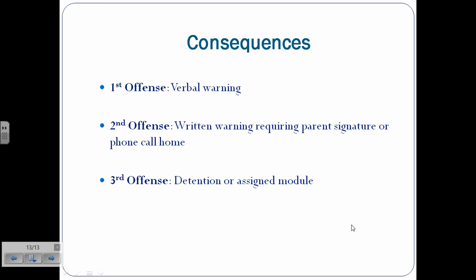That being said, these are the general consequences for the violation of rules. First offense is a verbal warning. Second offense, a written warning requiring a parent signature or a phone call home. And lastly, the third offense is a detention or assigned module.